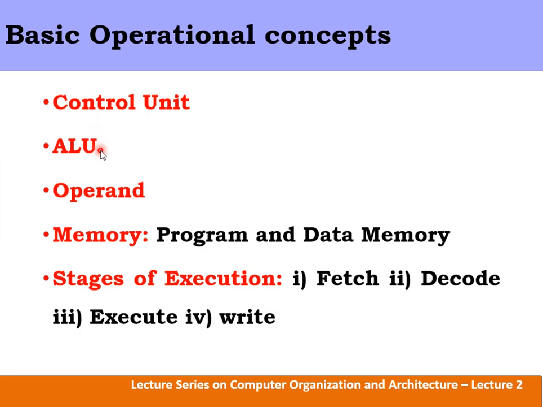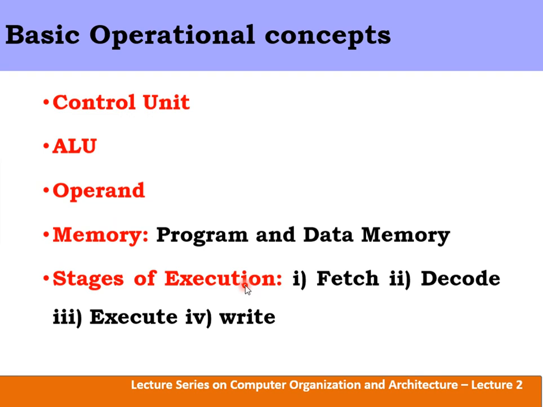So next is ALU. ALU, we know that it stands for arithmetic logic unit. It is used to perform arithmetic and logical operations. So we are going to come across one word called an operand. So what exactly is an operand? Before going to understand the next concept, we need to know what this operand is. Operand usually means data. That data may be available in a memory, or it might be available in any of the registers.